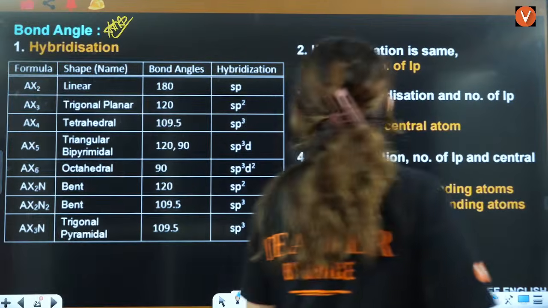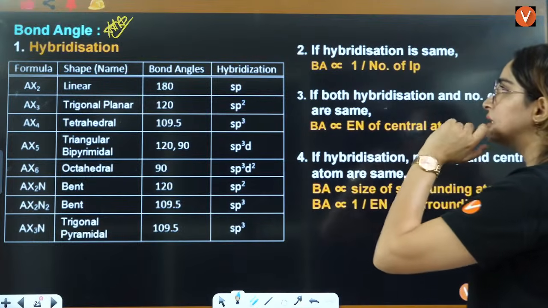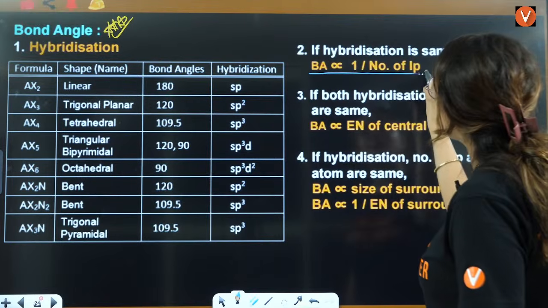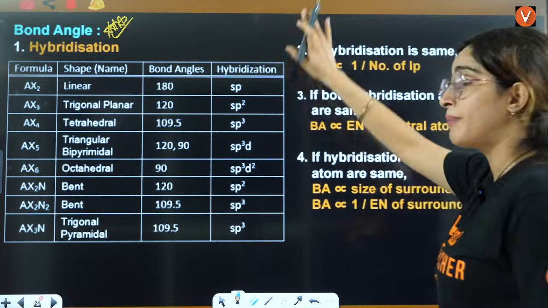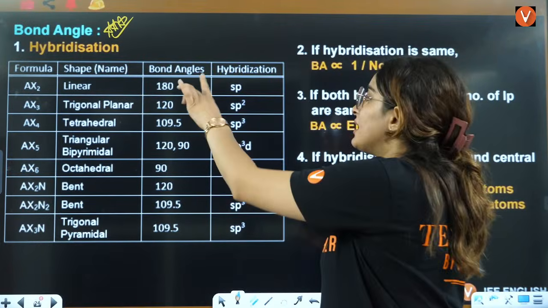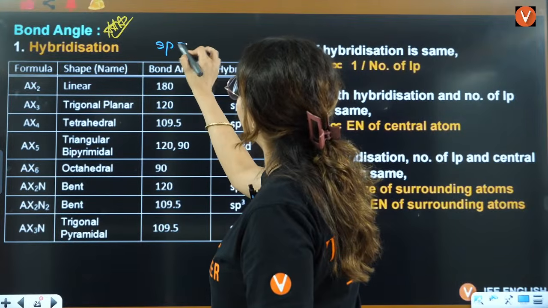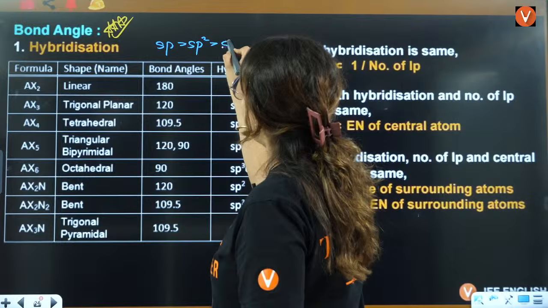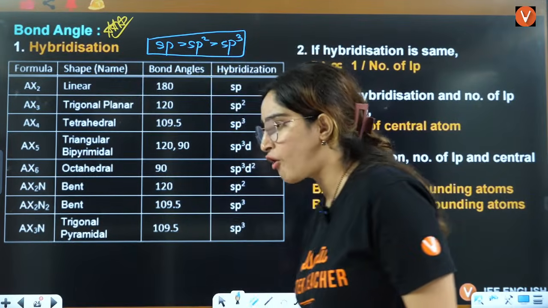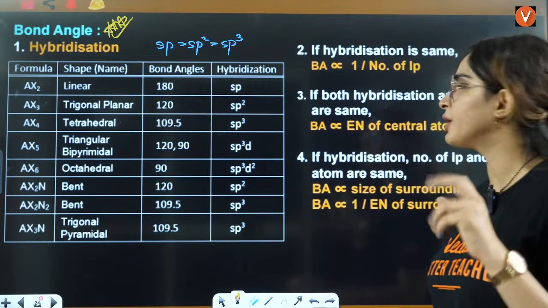Now first, based on different hybridizations, you can have the bond angle. So for linear, you can just simply write sp, sp2, sp3. Based on hybridization, this will be the order of bond angle, right? Mostly they will ask you sp, sp2, sp3 only.